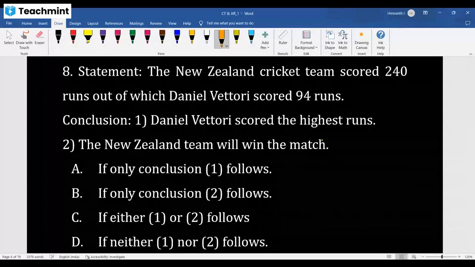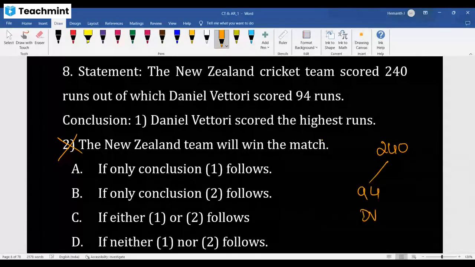Yeah, New Zealand cricket team scored 240 runs. So New Zealand will win the match with that score, we cannot say. That is a 2020 match also. Nowadays 240 is not a secure score, we cannot say. And Daniel Vettori scored 94. Out of 240, if Daniel Vettori scored 121, okay. But Daniel Vettori scored 94.